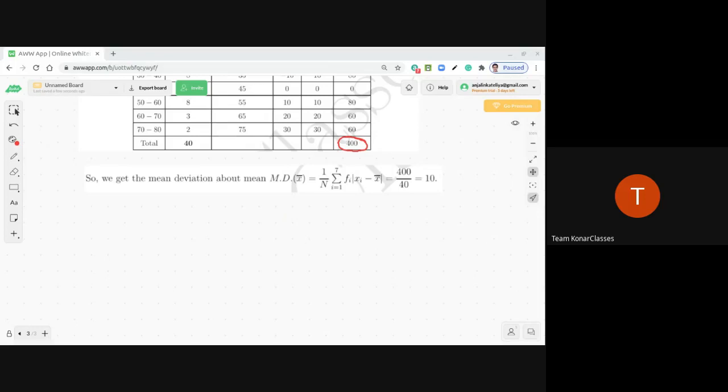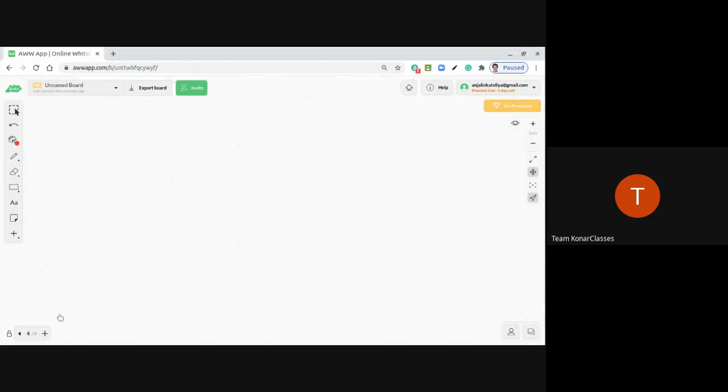Okay, now the next point, what we are going to do is to find the mean deviation about median for continuous frequency distribution. So we are going to find the mean deviation about median for continuous frequency distribution. How to find it, I'm going to explain now.